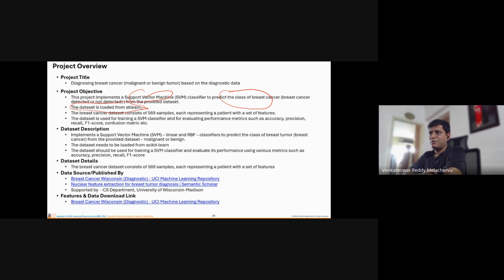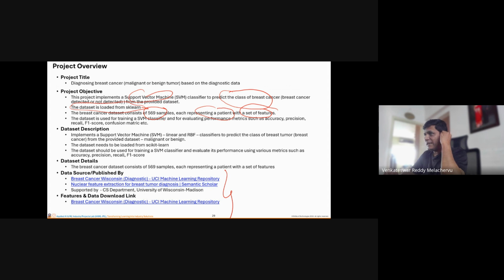University of Wisconsin, and see the links here as well. This was actually published, I don't know, 20, 30 years back in a paper. I've given all the links here to those researchers and professors. So it has around 570 samples, each representing a patient with a set of feature values.